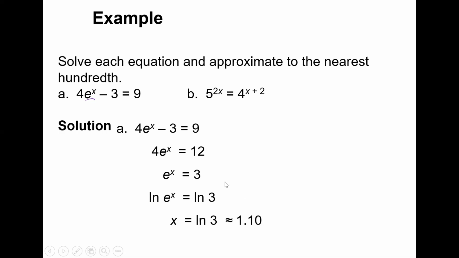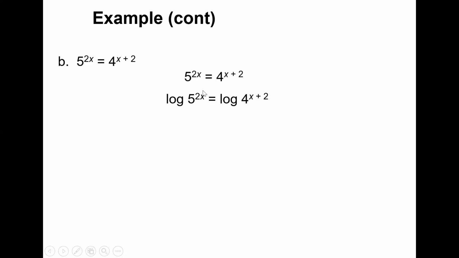Okay. Now, what about the next one? Well, the next one, again, does it matter if I use log or ln? No, they both will work, so use whatever you feel most comfortable with. Now, again, we're going to bring our powers down front, so we have the power out in front here and power out in front here. But now we have a kind of a sum.